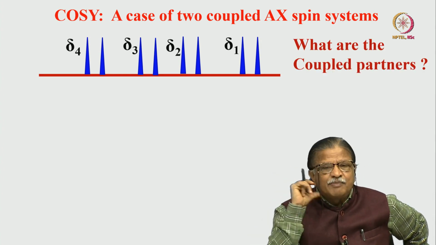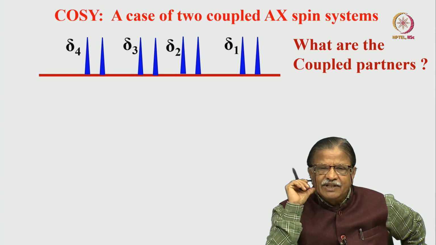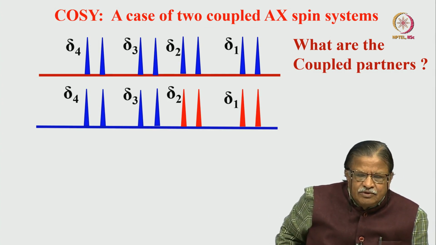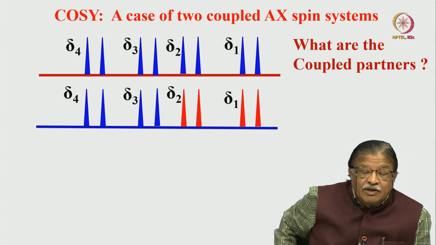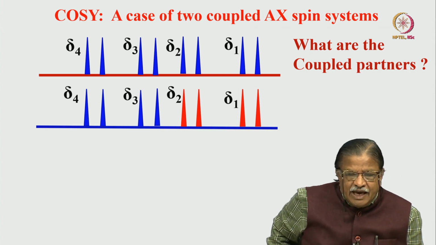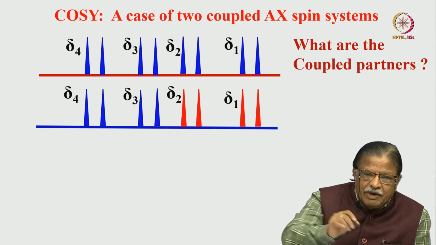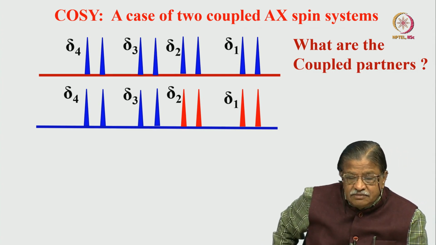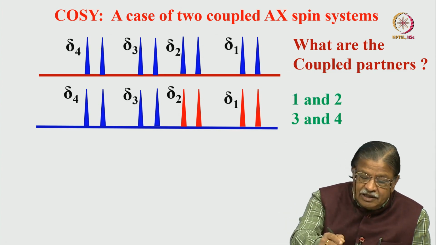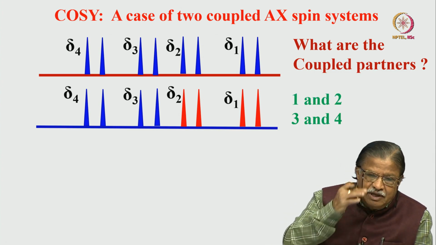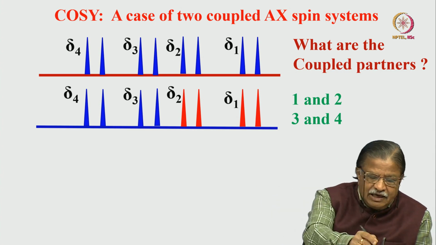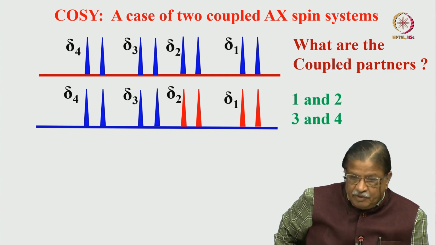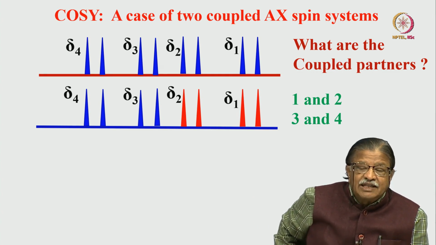Now, there are various possibilities. If I want to identify the coupled partners, whatever I have marked in red, these 4 peaks may belong to one molecule, 2 protons coupled, AX, giving 4 peaks. 1 and 2 could be coupled partners, and 3 and 4 could be coupled partners. So 1 and 2 correspond to the 2 ortho protons of one molecule, and 3 and 4 correspond to the 2 ortho protons of the other molecule, which I showed. This is one possibility.